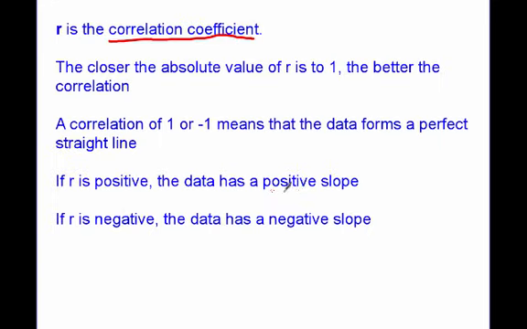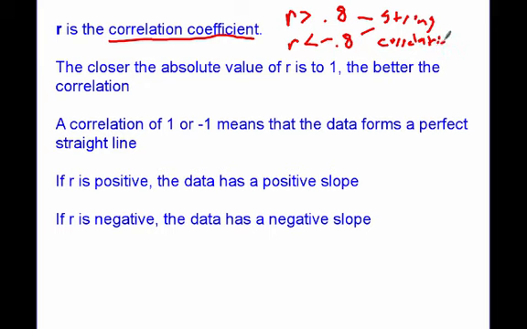So we're going to say, for the intents and purposes of this class, that if R is greater than 0.8, or R is less than -0.8, we're going to call these strong correlations. Everything else is sort of weak, but anything that's above 0.8 or less than -0.8, we're going to call those strong correlations.